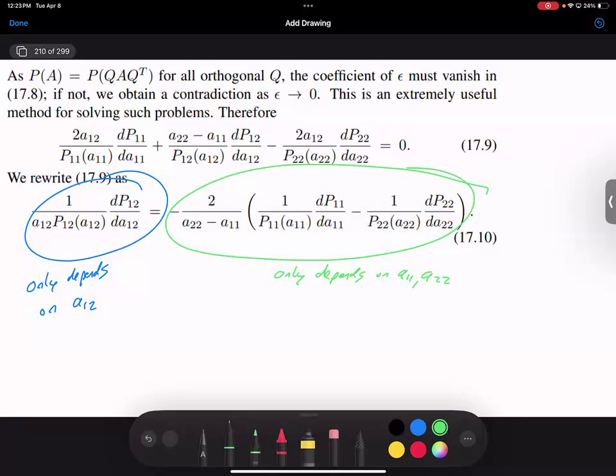So I can keep varying A12, and that doesn't change the thing on the right. I can vary A11 and A22, and that doesn't change the thing on the left. What's the only way? This is some function of A12, and this is some function of A11, A22. What is the only way a function of A12 could be the same as a function of A11 and A22? Constant. They have to be constant. This can't have any A12 dependence, or if I change it, then that changes the right-hand side. So it has to be a constant.